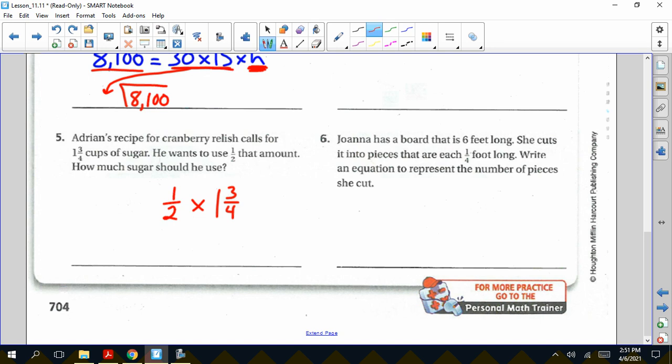Number 6, Joanna has a board that is 6 feet long. She cuts it into pieces that are each 1/4 foot long. Write an equation that represents the number of pieces she will cut. So you need to figure out what you do with 6 and 1/4 in order to get your answer. We're going to go ahead and let n represent the number of pieces that she will cut. So it will be equals n. What do you do to 6 and 1/4 in order to figure that answer out?